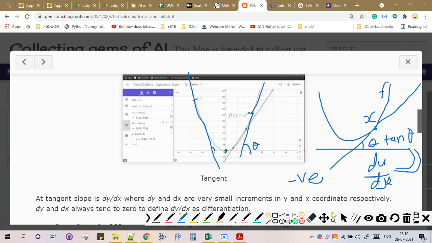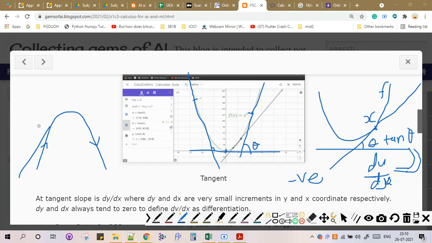And at the point 0, the tangent would be 0, theta is 0. That means your function is neither decreasing nor increasing. That means your function is at an optimum here. It can be a minima or maxima. If you take minus x square, it would look something like this. It is increasing here and decreasing here. If you take the tangent here, tan theta is positive.